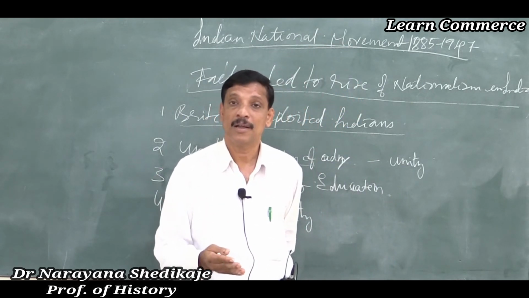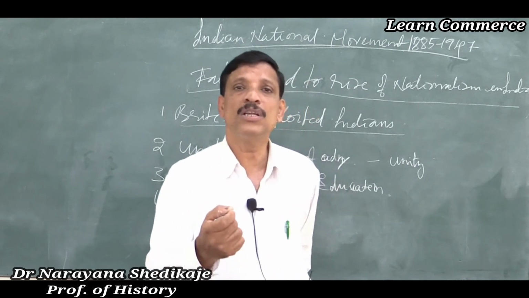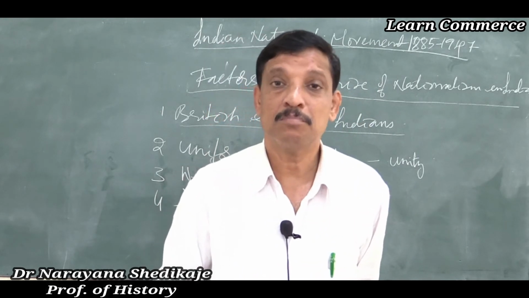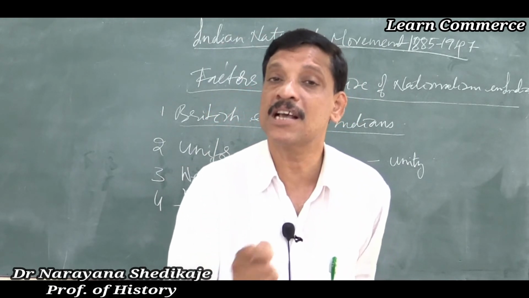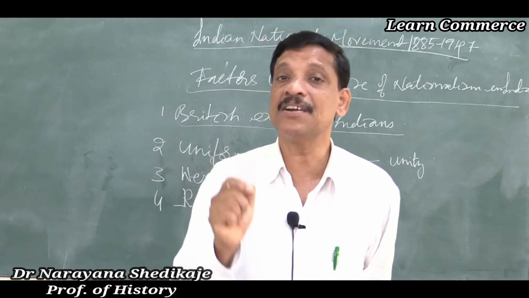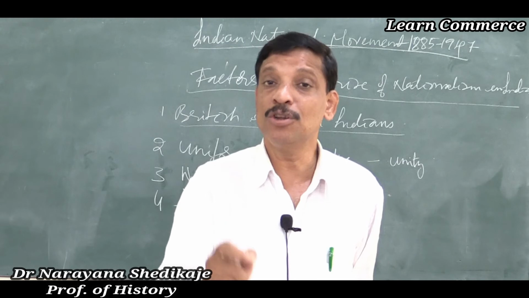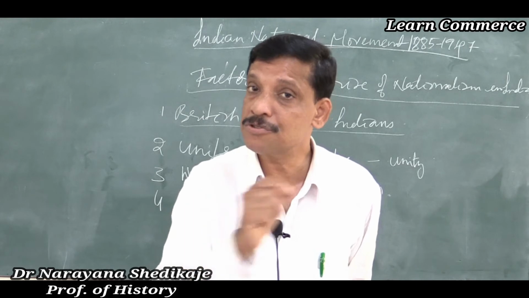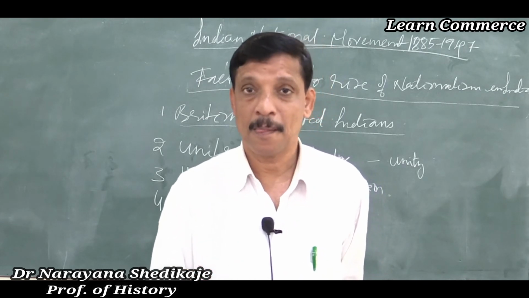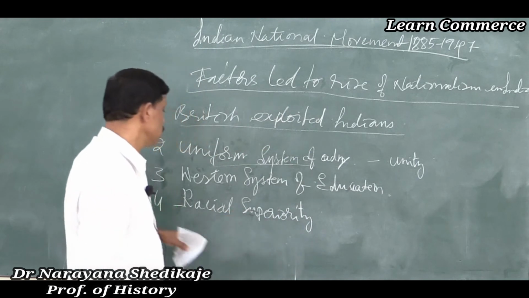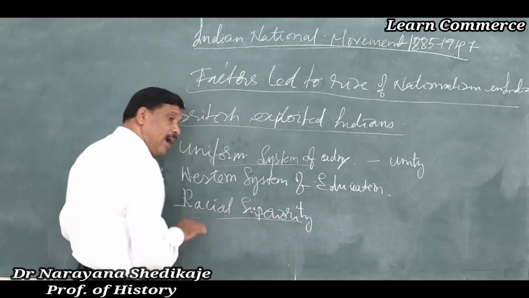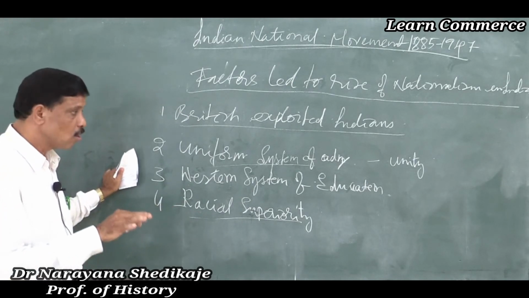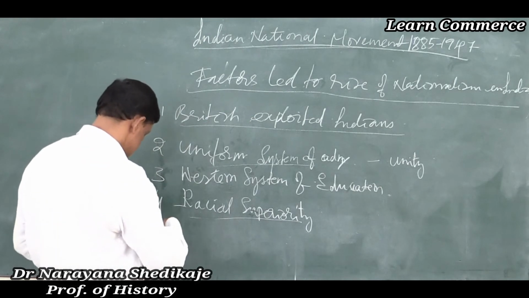So that is why Indians never tolerated all these exploitative things, not only economic exploitation, but social exploitation or religious exploitation. They always criticized the Indian religion, especially the Hindu religion was criticized by the British, that is, Christian missionaries. So that is why they never tolerated that. Also this racial superiority and racial ill-treatment by the British is another important cause for the rise of Indian nationalism.